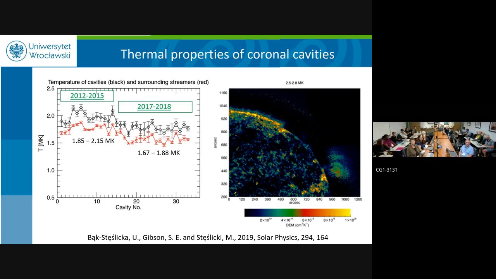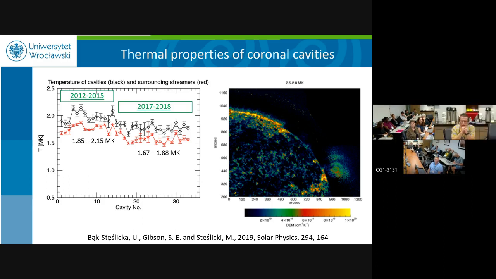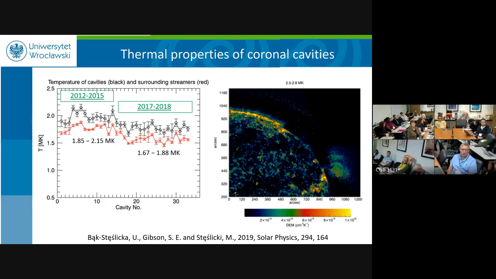The temperature of the cavities was always higher than the temperature of the coronal streamer, and it was also higher during maximum compared to the minimum of solar activity.